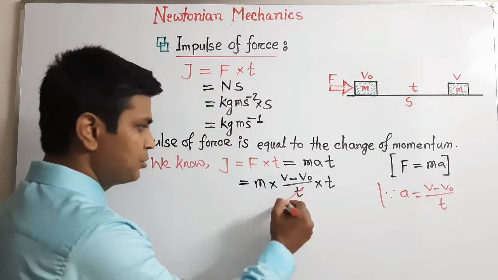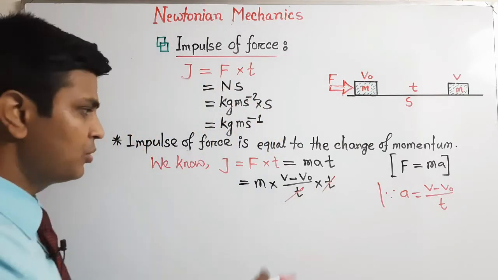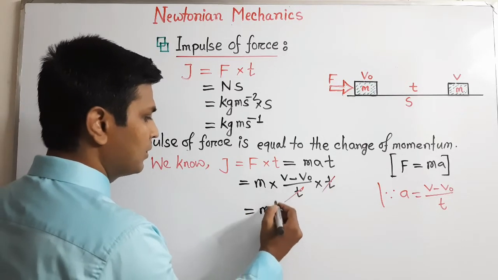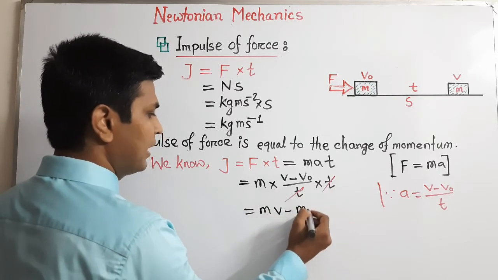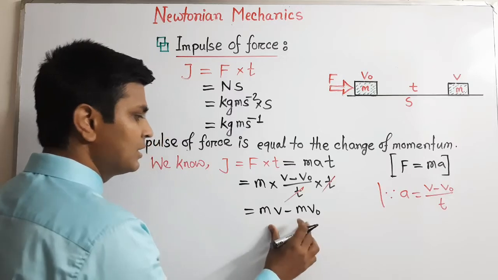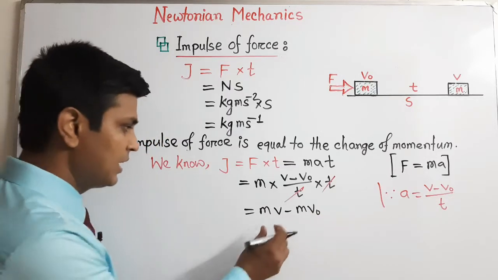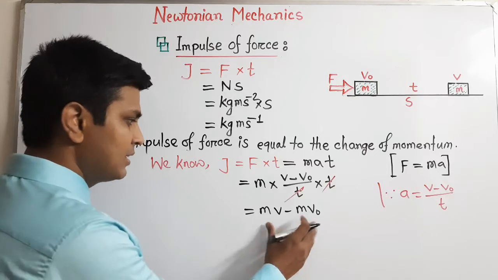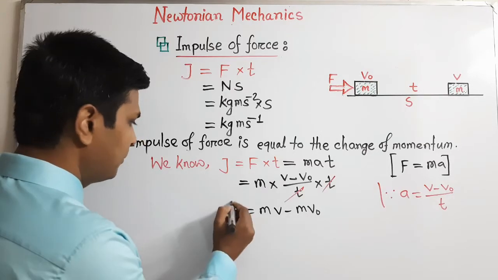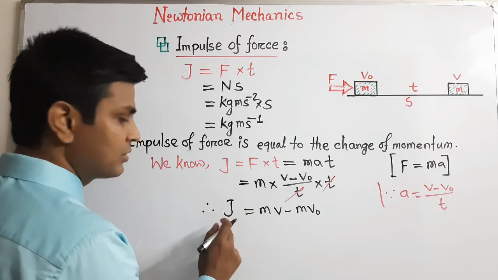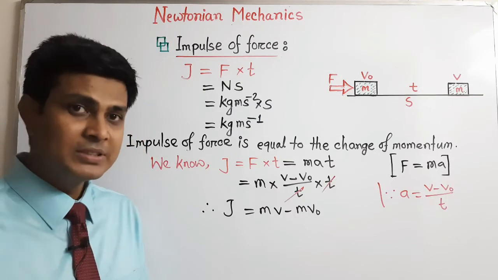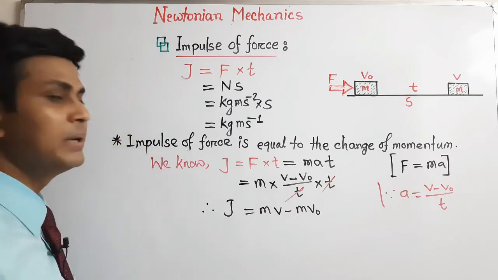Now here the t and t will be cancelled, so we have remaining only mv minus m v naught, which is called the change of momentum. This is the final momentum, this is the initial momentum, and this is the change of momentum. So we can say impulse of force J is equal to the change of momentum. This is the answer to that comprehensive question.